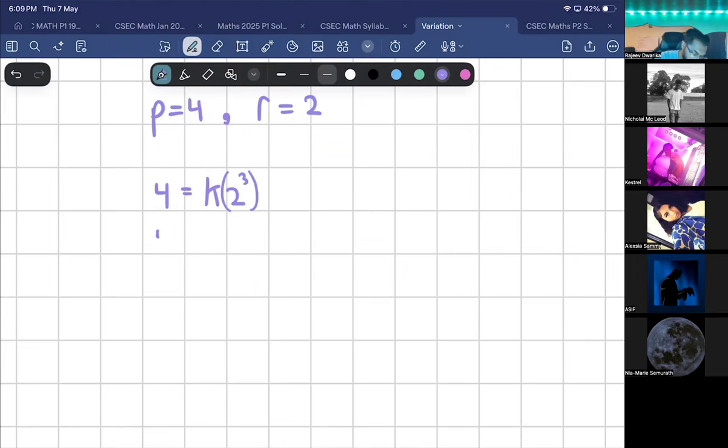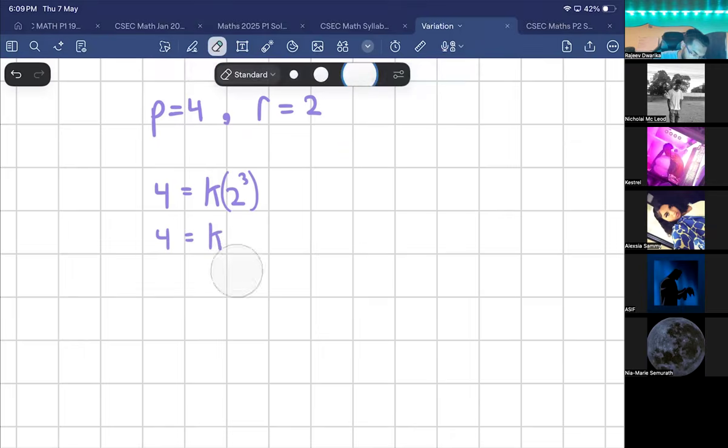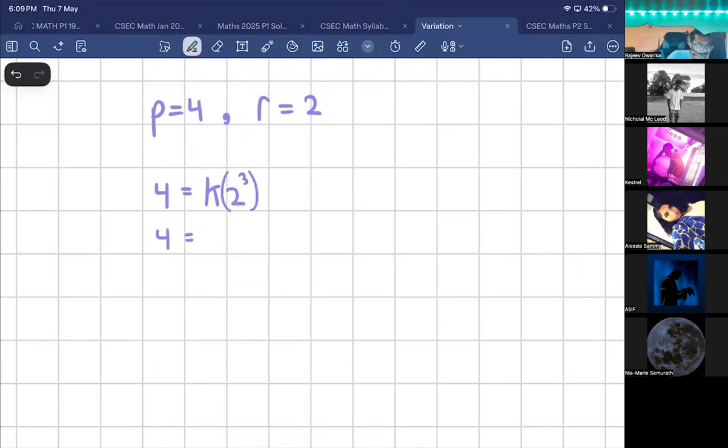What is 2 cubed? What does 2 cubed mean? It means 2 by 2 by 2. 2 by 2 is 4, and 4 by 2 is 8. So that's going to be 8K. Does that confuse you? No. So we have K multiplied by 8 because 2 cubed is really 8, so we have K by 8.